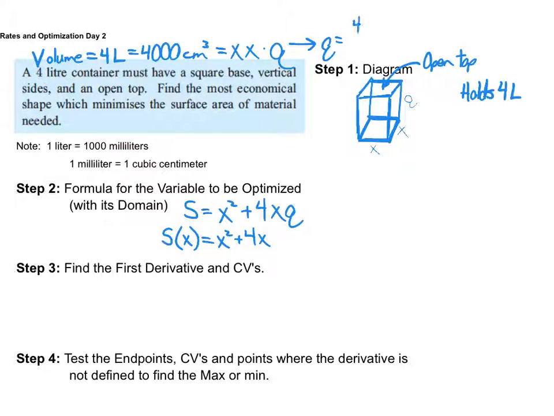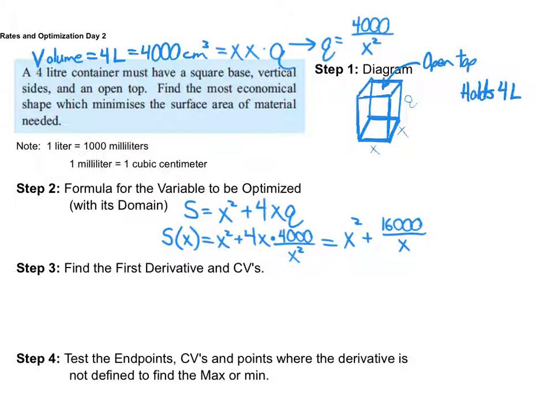4,000 divided by x squared. So now, instead of a q, I have 4,000 divided by x squared. And look at that. We have x squared plus 16,000 over x, because the x canceled out one of the x's in the square. And now we have a function that we can optimize.